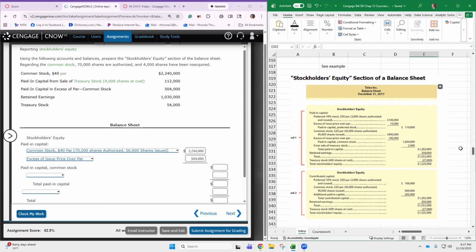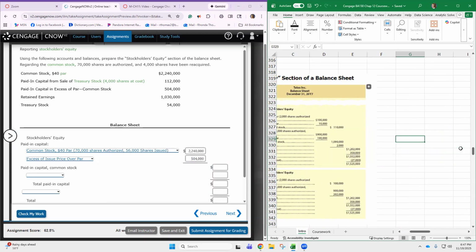Okay, so I'm gonna do a little adding here on the side, just so I get my numbers: 2,240,000 plus 504,000. That gives us paid in capital, total for common stock. Just common stock alone is 2,744,000.